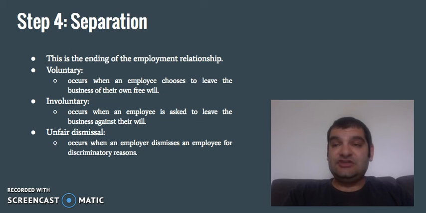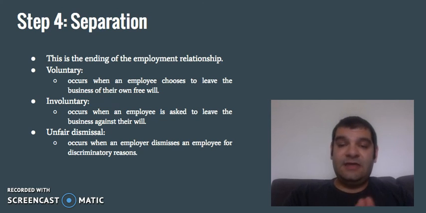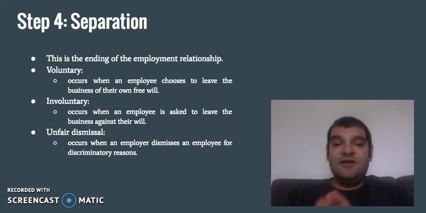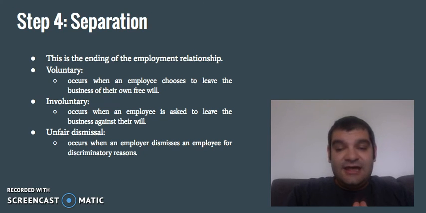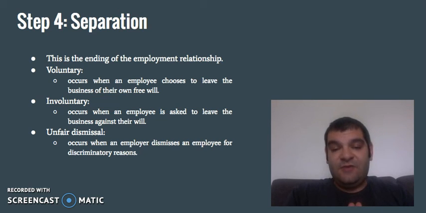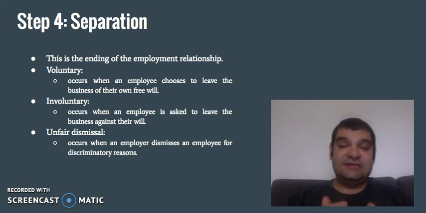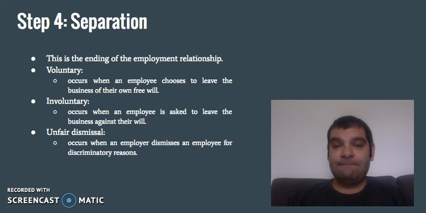Unfair dismissal is not the case when it's performance based, where they've been given enough warning to improve their performance and they haven't. Then it becomes an involuntary decision for the person to leave, where they might be asked to leave the business. But in that case, it is not seen as unfair and is reasonable.